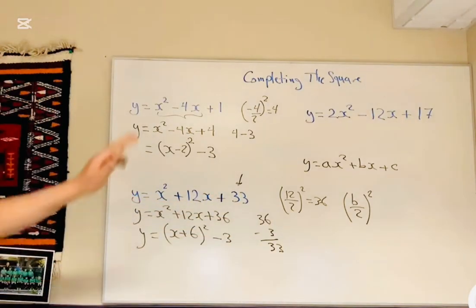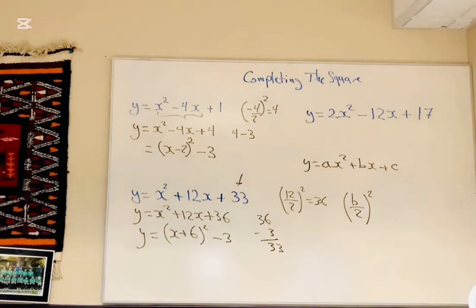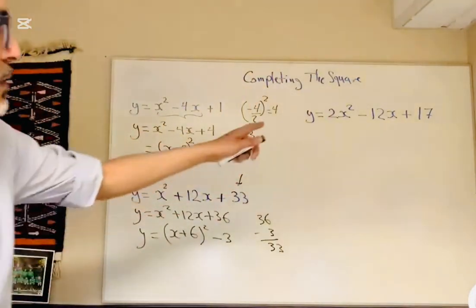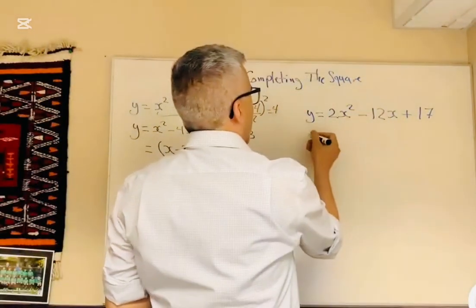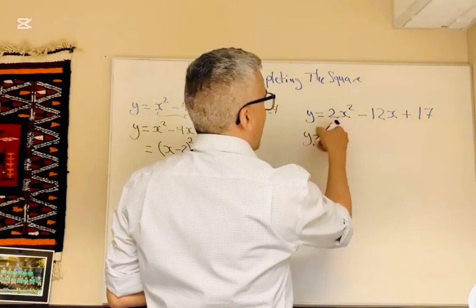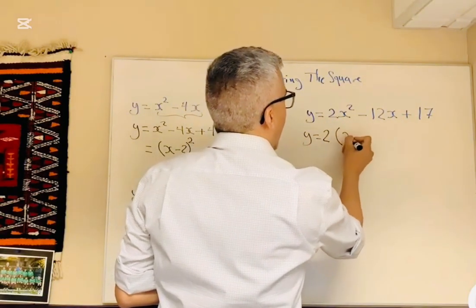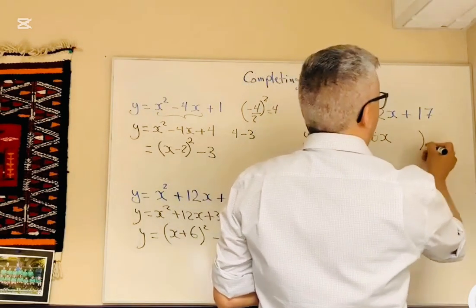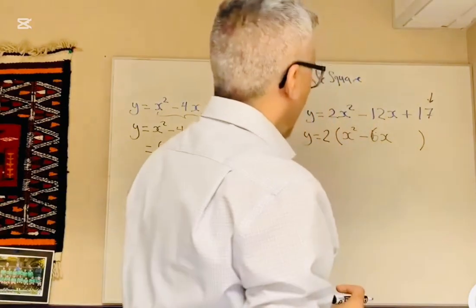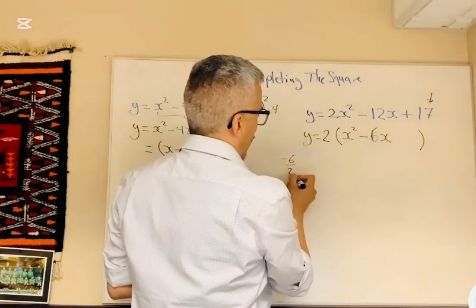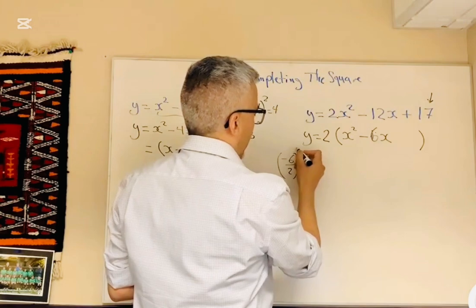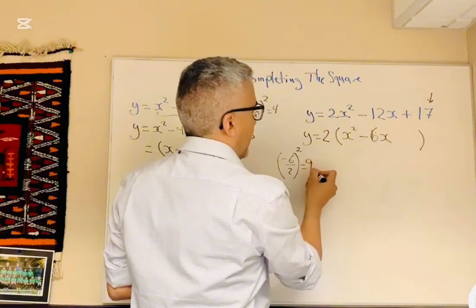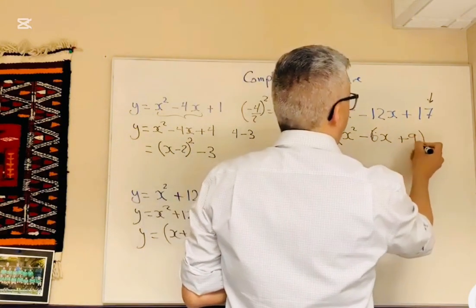Now we're going to do the harder one. For this one, you've got to factor out the coefficient, which is 2, so y equals 2x squared minus 6x. Then we're going to ignore this for a second. We've got to complete the square, so we take the -6, divide by 2, and square it. -3 squared is 9. So I have to add a 9 to complete the square here.